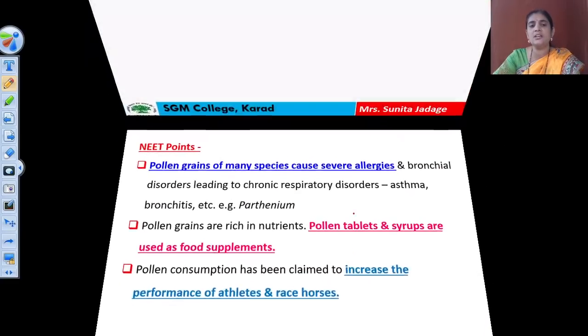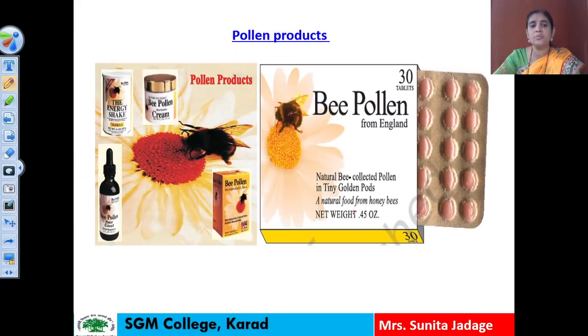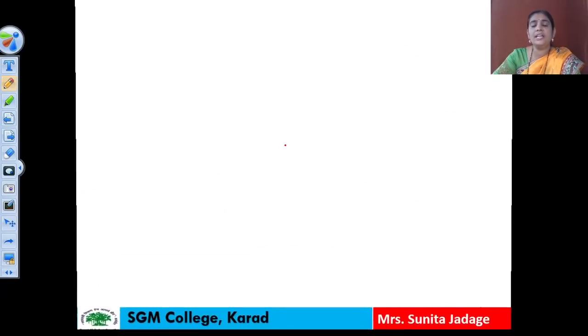So let us see here which are those pollen products which are used for different purposes. So you can see here these are the different pollen products. This is the energy shake, bee pollen cream is there, then the droplets are there, and the pollen tablets are there which are used for different purposes to increase our activity. Okay, so this is the first point related to the pollen grain from the NCERT book.